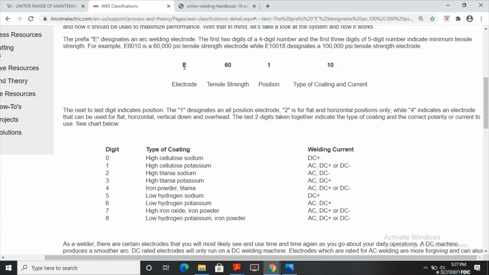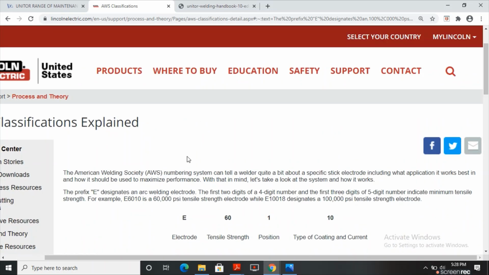So the nomenclature of this electrode, E6010, is an arc welding electrode. 60 defines that it has a tensile strength of 60,000 PSI. The next number 1 speaks about the position. 1 is the all-position electrode, whereas the last 2 digits are the type of coating and current, which you can find from this table. This is the nomenclature as per the AWS. AWS is the American Welding Society, which we normally follow on board ships.